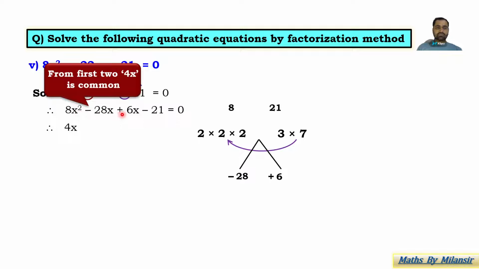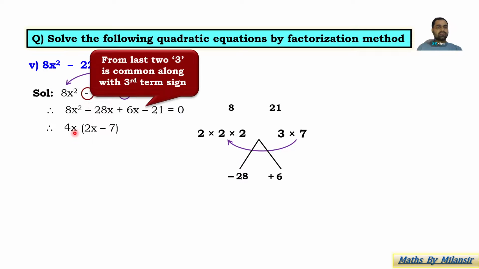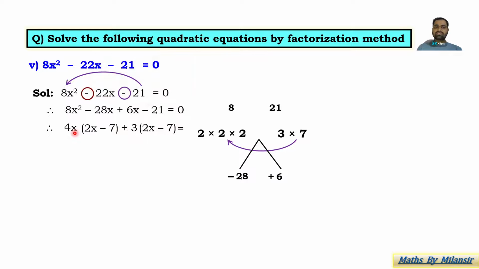So here x is also common. So it is 4x into bracket of 2x minus 7 plus here 3 is common. So into bracket of 2x minus 7 that is equal to 0. अब ये दोनों ही ब्रैकेट में से क्या कॉमन आएगा? 2x minus 7 and 2x minus 7. So it is 2x minus 7 into 4x plus 3 equal to 0. Either first bracket is 0 or second bracket is 0.